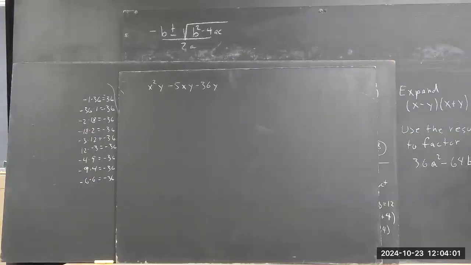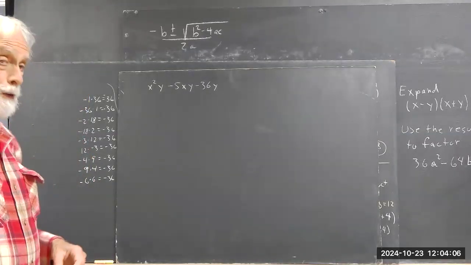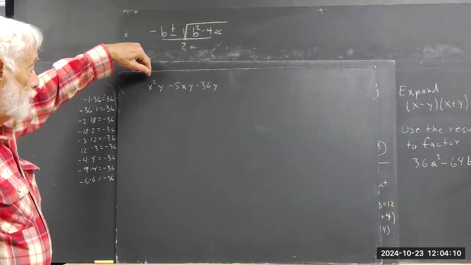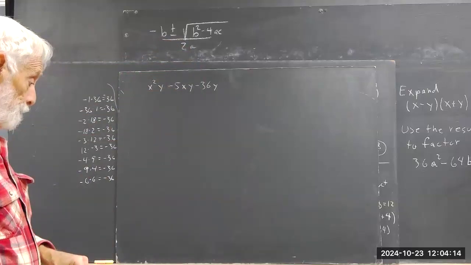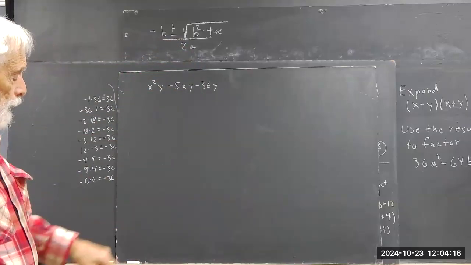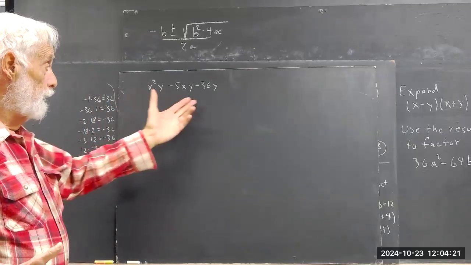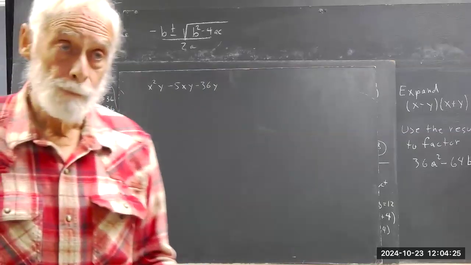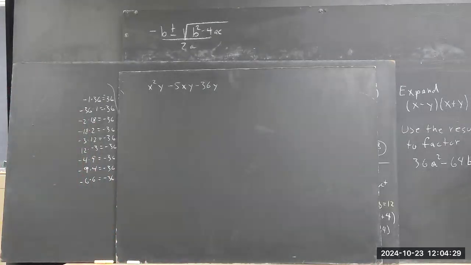Okay, there are a couple of little twists that can pop up in the homework and in applications. Let's consider x squared y minus 5xy minus 36y. Is there something you could do immediately to simplify the form of this? Is there anything you could factor out before you try to factor the trinomial?